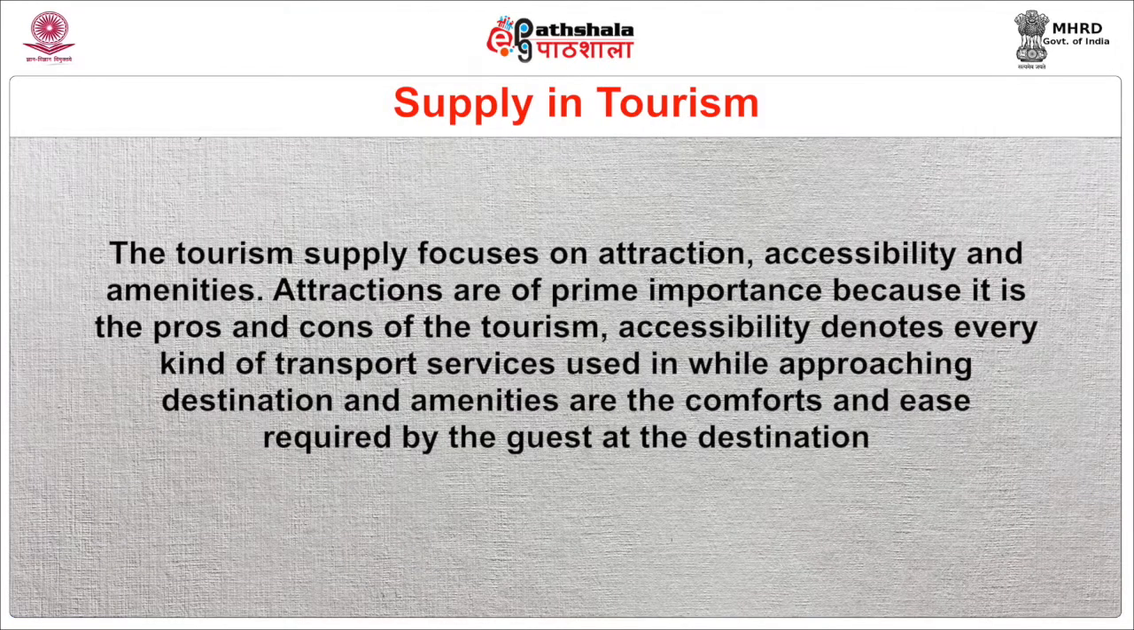The tourism supply focuses on attraction, accessibility and amenities. Attractions are of prime importance because they are the pros and cons of tourism. Accessibility denotes every kind of transport service used while approaching destinations, and amenities are the comforts and ease required by the guest at the destination. The accommodation, fooding, entertainment and leisure activities are part of tourism supply. All these services are binding together to make a complete supply.